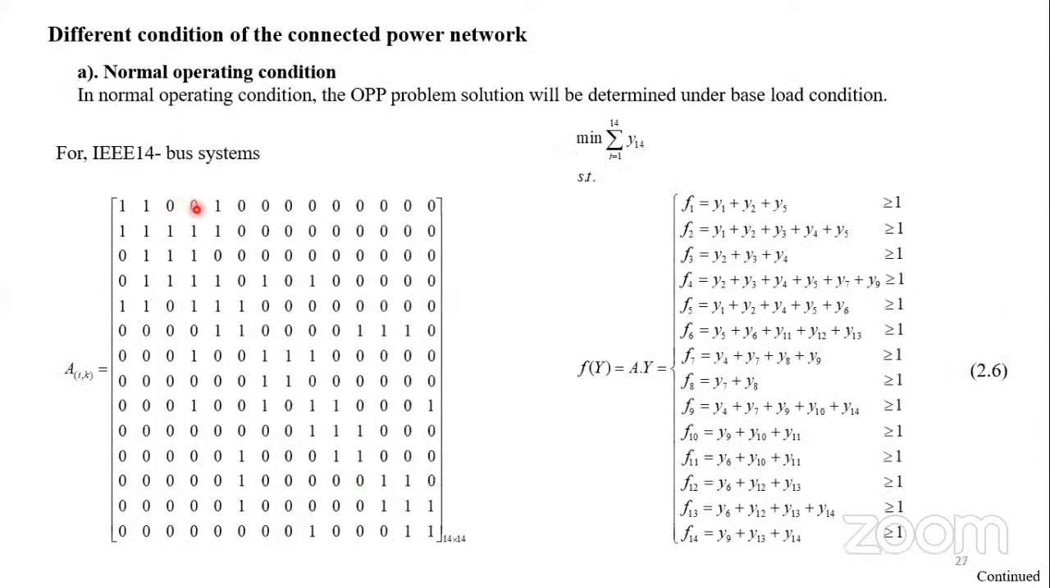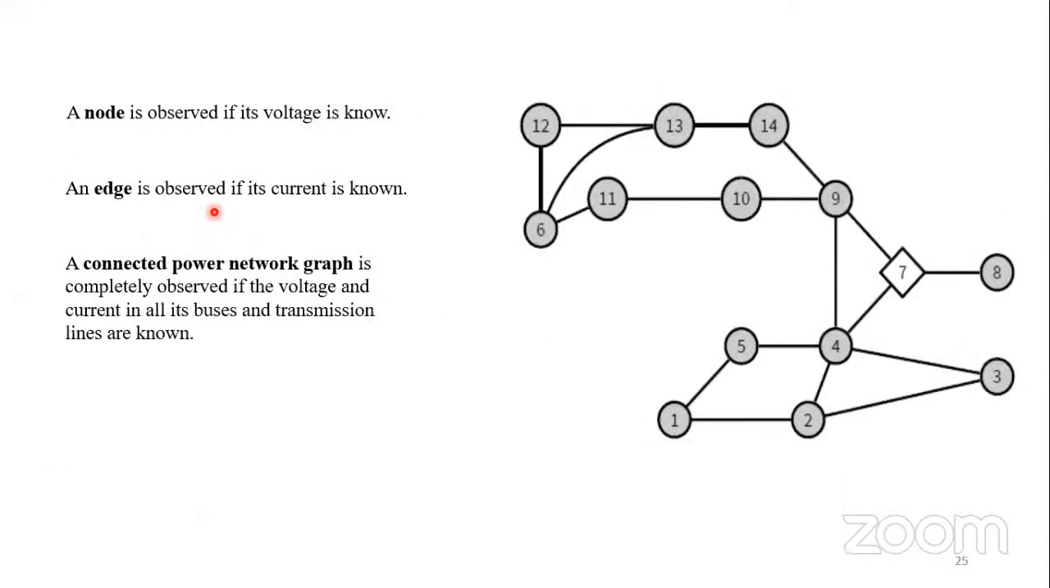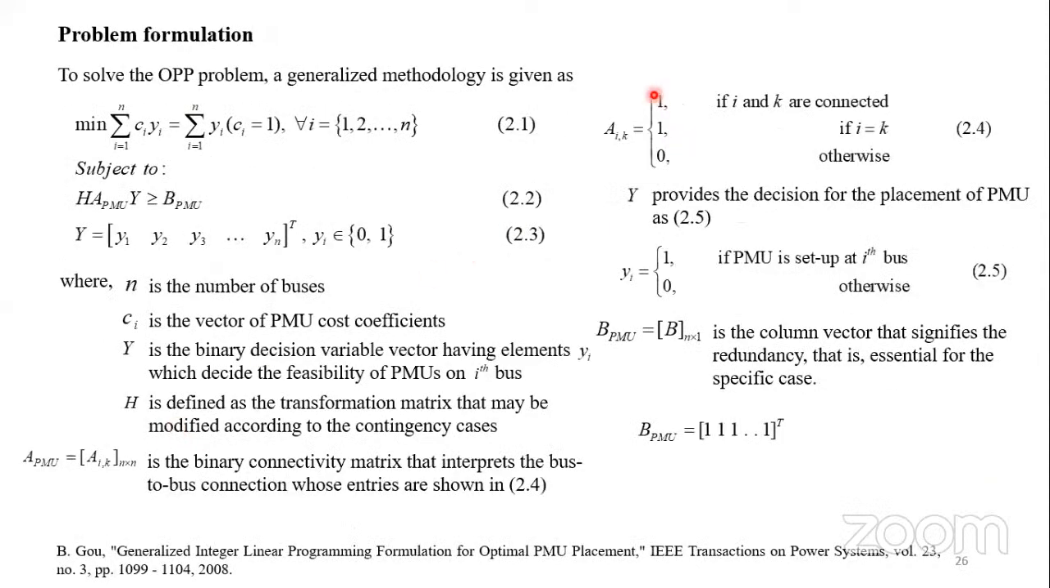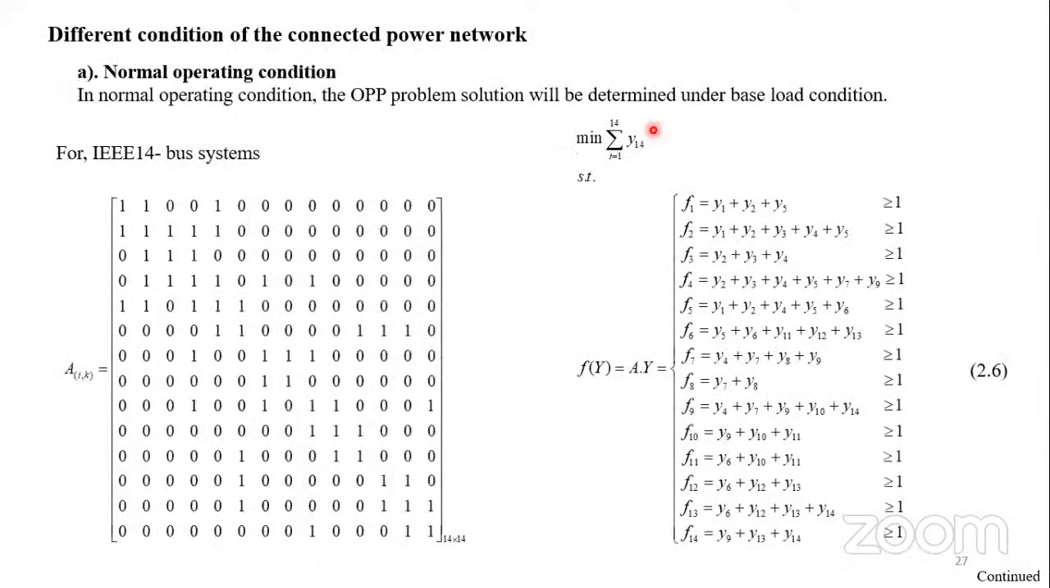Similarly, bus number 4 is also not connected to 1, so here we are taking 0, and bus number 5 is connected to 1, so we take 1 there. We can go back to the figure and see whether it is true or not. Yes, it is right, 1 is connected to 5. So according to this condition, we can say that yes, it is true.